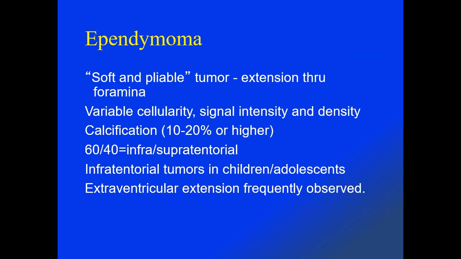Ependymomas are typically thought of as being soft and more pliable fourth ventricular masses which demonstrate extension through the foramina of Luschka or Magendie. They are of variable cellularity, resulting in variable signal intensity and density on CT, with approximately 10 to 20% demonstrating calcifications. They are more likely to be infratentorial in location, especially in children and adolescents. Extraventricular extension is frequently observed with these tumors.